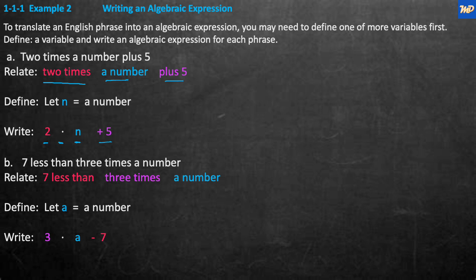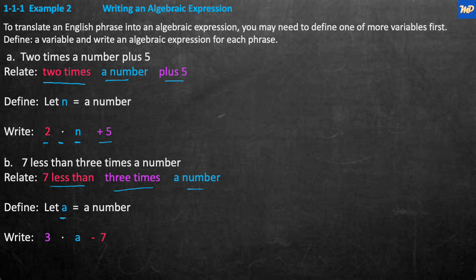Let's try B. 7 less than 3 times a number. 7 less than 3 times a number. So relating English to math, we're going to break it up: 7 less than 3 times some number, a number. 3 separate little phrases. So we're going to let a in this time, and you can let any variable you want, but we're going to choose a. So let a equal a number.